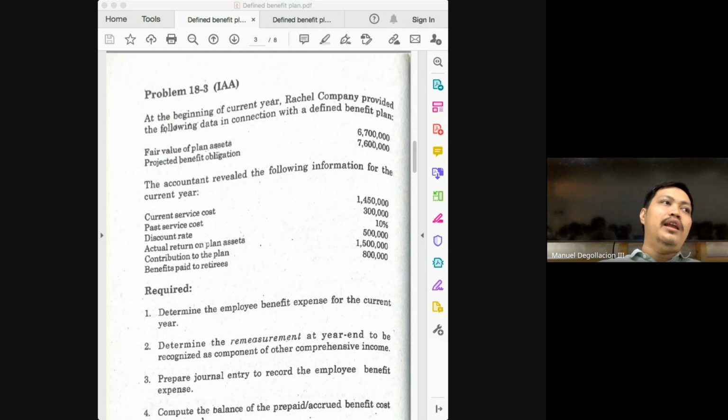Now, if you've already mastered that, class, do you have an alternative solution for your 90,000? Yes, you get your beginning prepaid or accrued benefit cost and multiply that amount with the discount rate. How do you get your prepaid or accrued benefit cost? Compare FVPA and PBO. How much is your FVPA? 6,700. How much is your PBO? 7,600. How much is the difference? 900. So what do you have, prepaid or accrued benefit cost, class? Accrued, because the obligation is greater. Once you have your beginning accrued benefit cost, just multiply that with 10%, you would still get the 90,000.